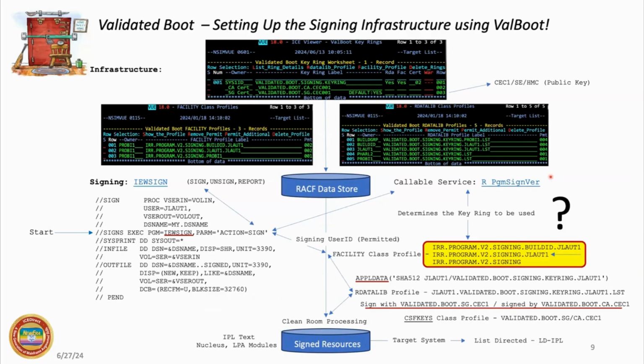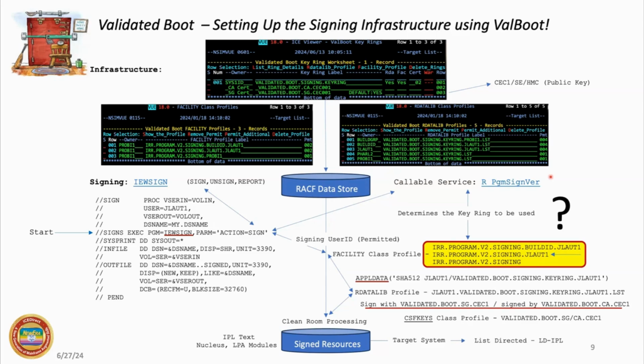Once we have a structure built, as you can see at the top, of a key ring and the facility and our data log class profiles and certificates attached to the key ring, we then need to do two things. We need to obviously document that signing certificate and pass it on to the HMC with a public key. And then what we need to do is perform a signing. We need to test to make sure that that structure actually exists.